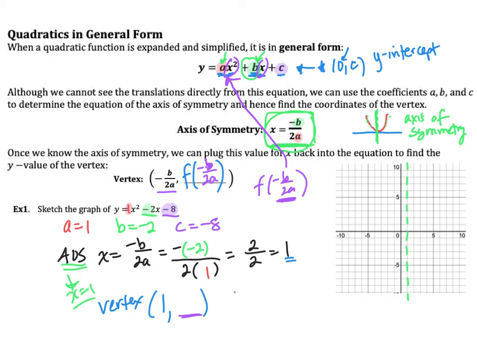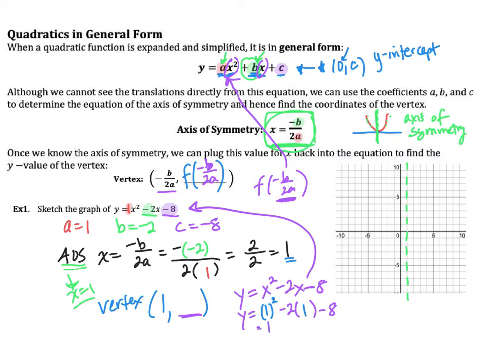Well, I have this equation, y equals x squared minus 2x minus 8, right? That's my equation right there. I'm trying to find when x equals 1, so I'm going to substitute in 1 for x. So y equals 1 squared minus 2 times 1 minus 8. If I calculate that in my head, 1 squared is 1, minus 2 times 1 is minus 2. So 1 minus 2 minus 8 is negative 9.